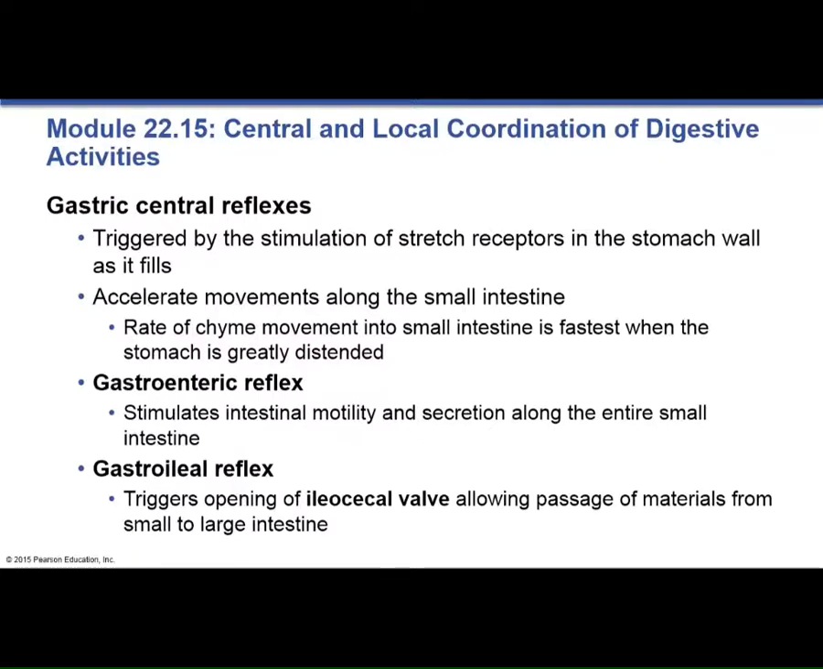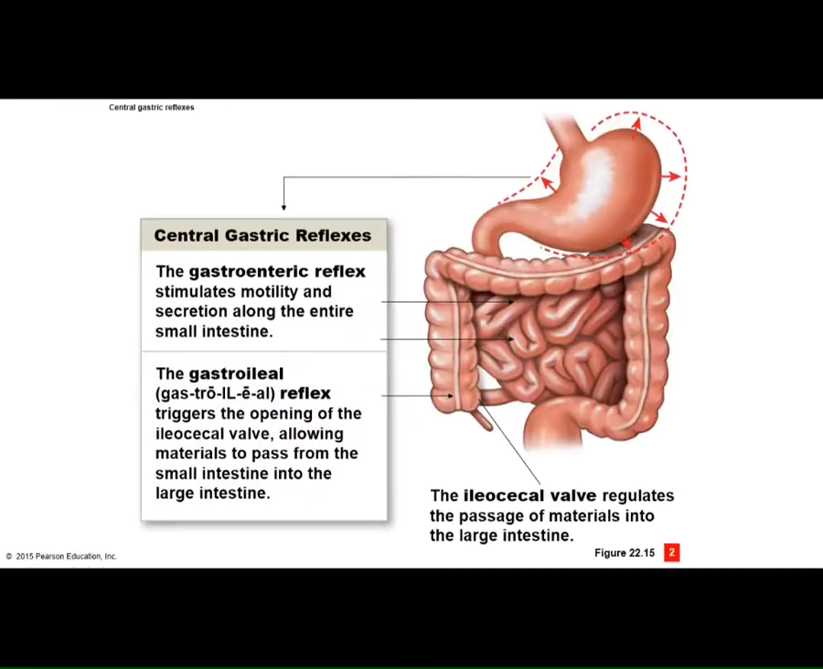There's also a gastroenteric reflex. This is going to similarly stimulate intestinal motility and secretion along the entire small intestine. And there's also a gastroileal reflex. This is going to trigger the opening of the ileocecal valve. Once you have passed through the small intestine, going into the large intestine, there's going to be a reflex to open up that valve as well. So we have the central gastric reflexes, the gastroenteric, the gastroileal reflex, and the ileocecal valve opening in response.